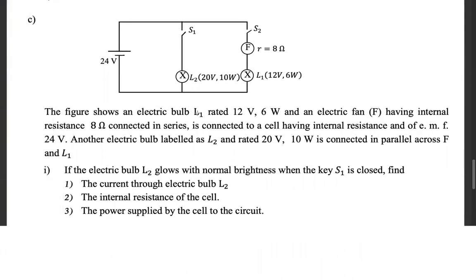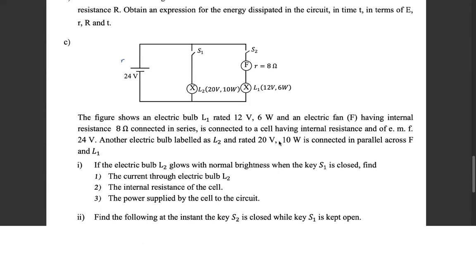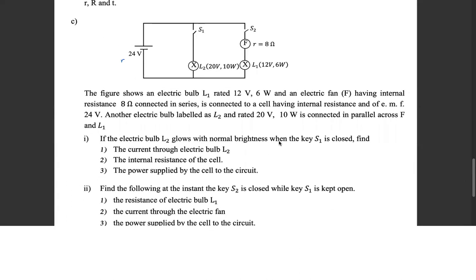The figure shows the electric bulb L1 rated 12 volt 6 watt, and an electric fan having an internal resistance of 8 ohm connected in series. It's connected to a cell having internal resistance and EMF 24 volt. There is an internal resistance, we don't know what that is, so I'll put it as simple r here. Another electric bulb labeled L2 and rated 20 volt and 10 watt is connected in parallel across F and L1. They are just describing the diagram.